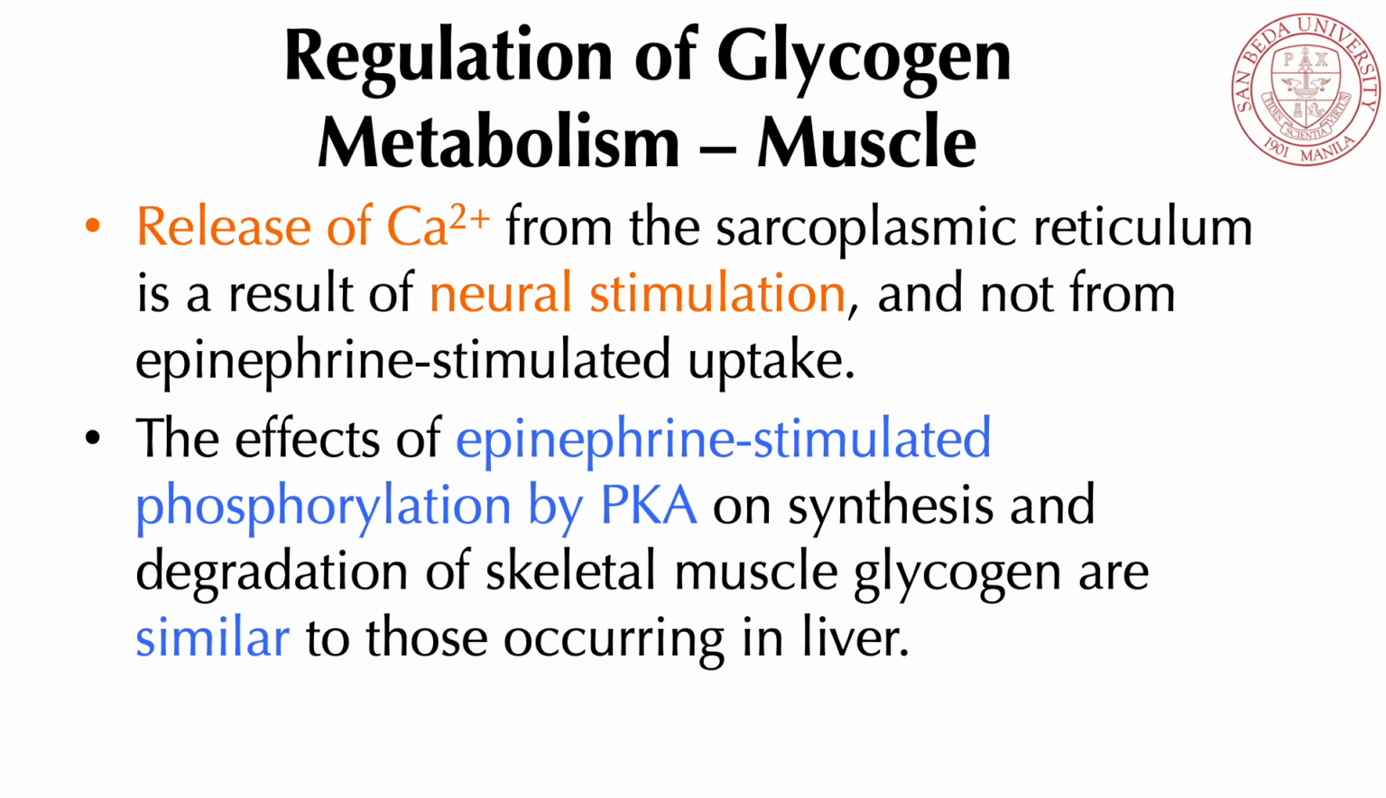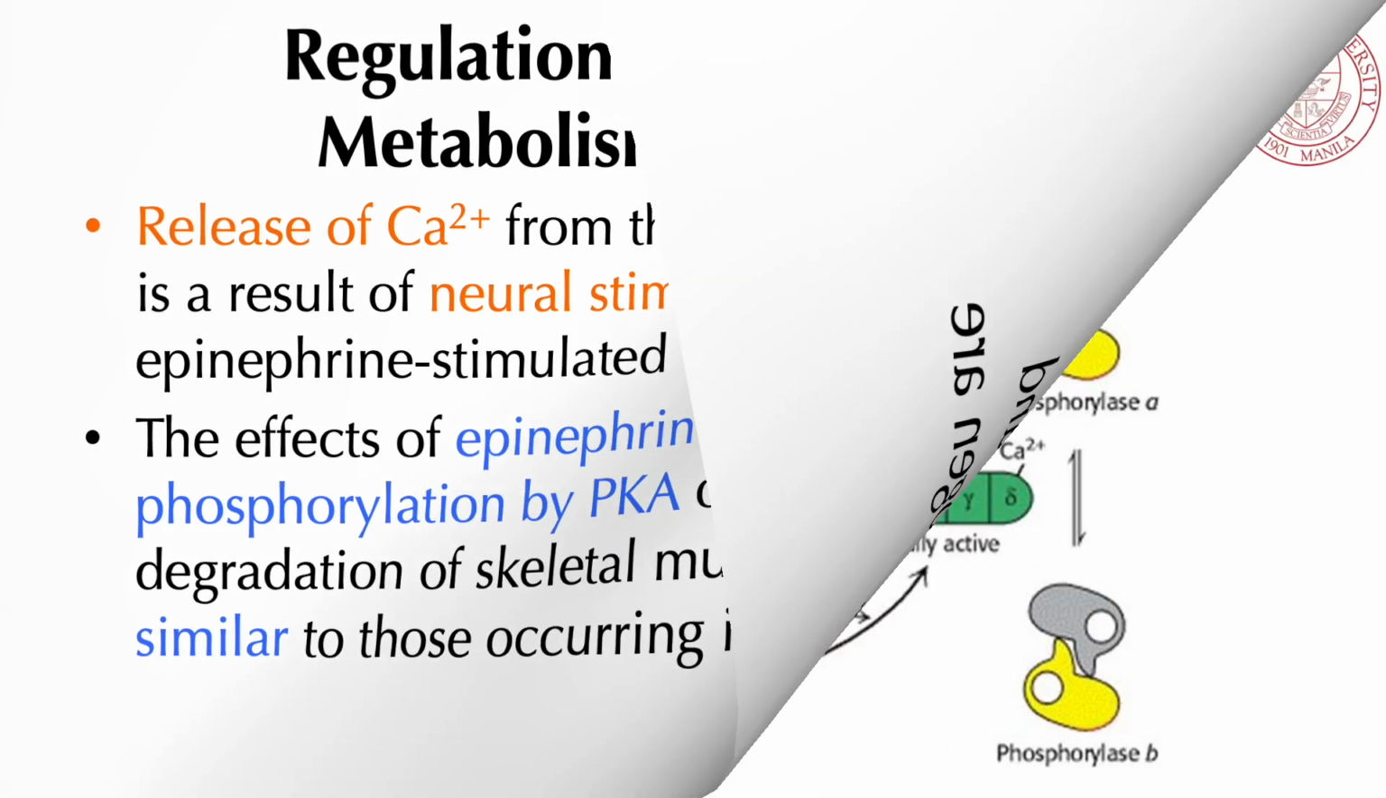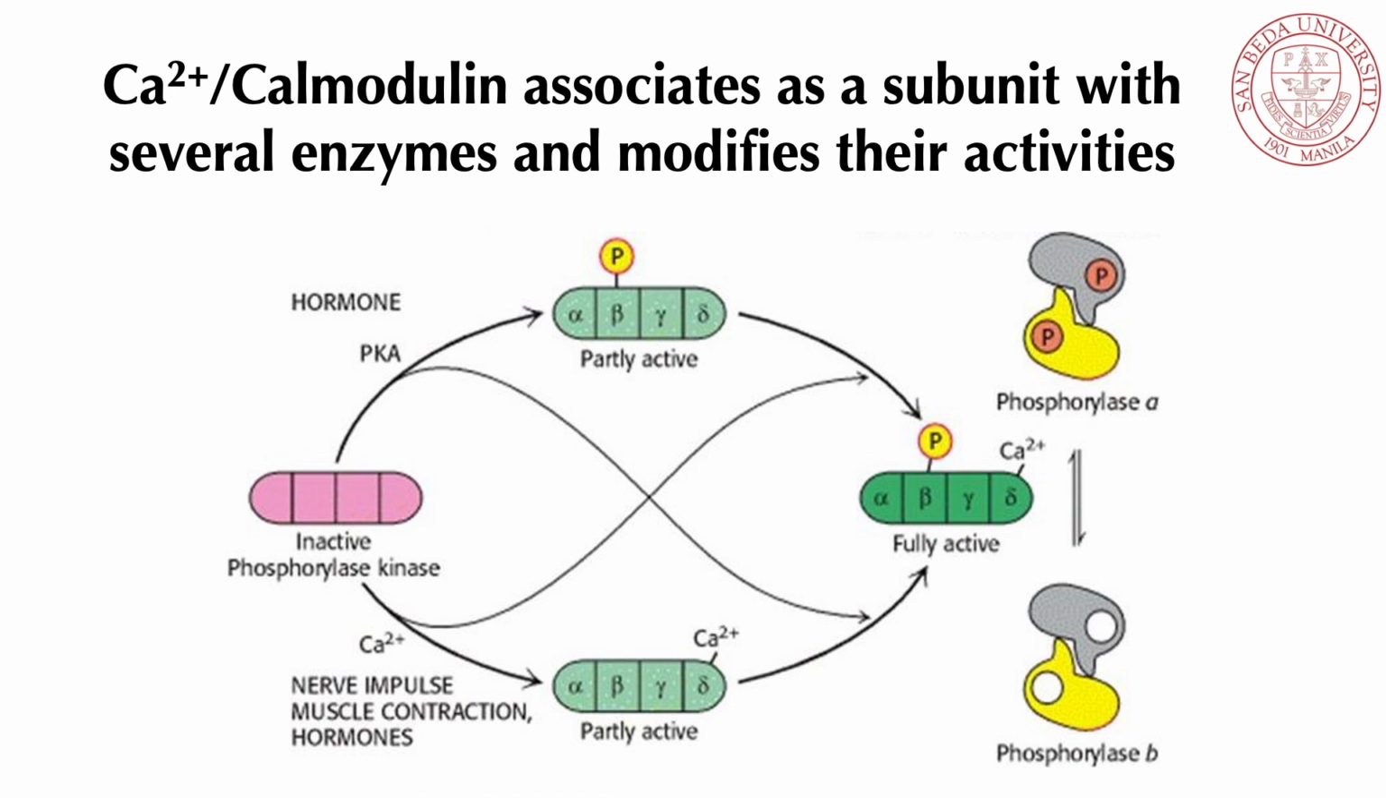the effects of epinephrine-stimulated phosphorylation by PKA on synthesis and degradation of skeletal muscle glycogen are similar to those occurring in the liver. As you may have already observed at this point, one important difference between skeletal muscle and hepatic glycogen metabolism lies with phosphorylase kinase activation, as will be discussed further in the next couple of slides. Now, in skeletal muscle, there should be both protein kinase A activation by epinephrine and calcium release from the sarcoplasmic reticulum, secondary to nerve impulse and muscle contraction, in order for skeletal muscle phosphorylase kinase to be fully activated.